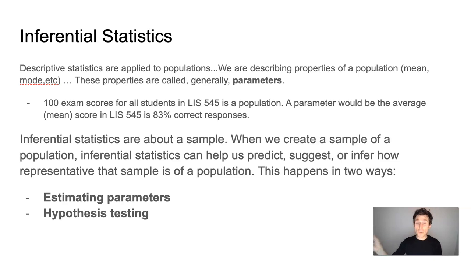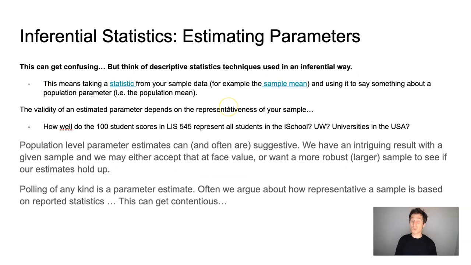Now remember, those parameters that we talked about are things like mean and mode. We can estimate those parameters, that is, we can guess and predict what those parameters might look like, or we can test hypotheses. When we're estimating parameters, I think this can get a little bit confusing, but essentially what we're trying to do with inferential statistics is, just like it sounds, infer through statistical techniques.